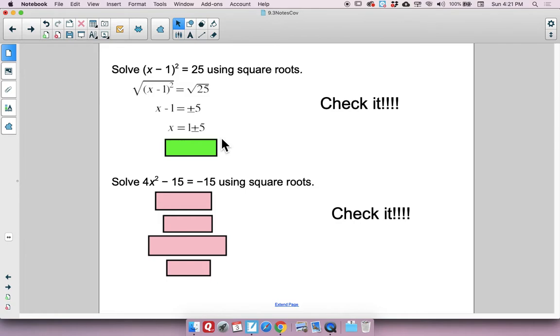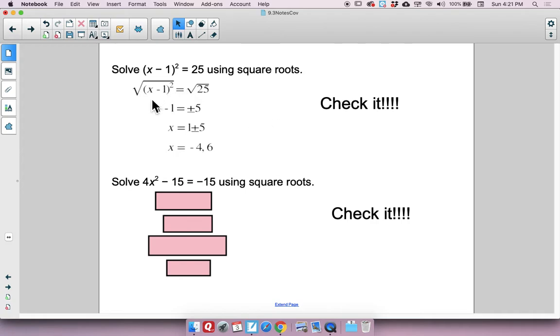You then literally get to play America's favorite game. You literally get to cover up one of the signs. So let's cover up the positive and go 1 minus 5. Okay, that would be negative 4. So that's one of our solutions, we hope. And then cover up the negative, and 1 plus 5 is 6, and that's our other solution. And then we would check them, right?